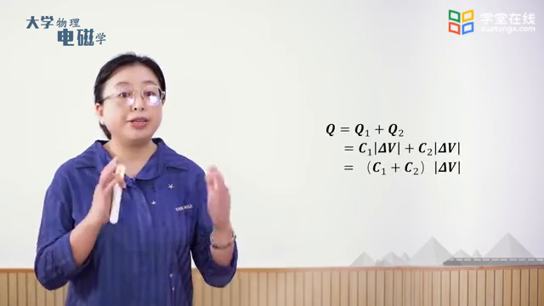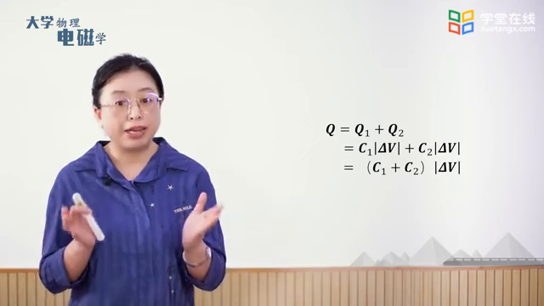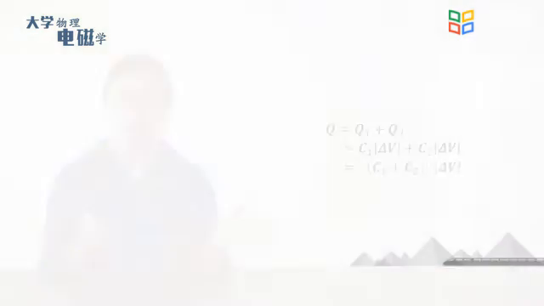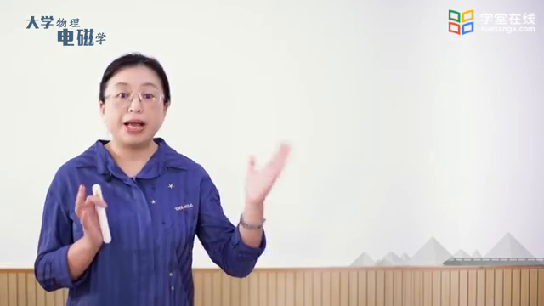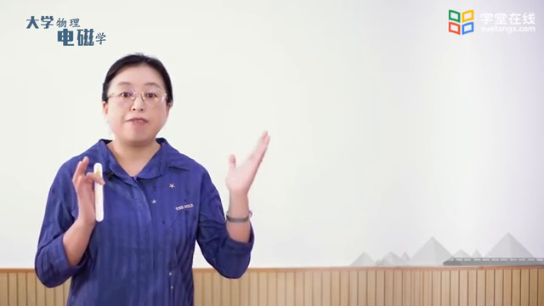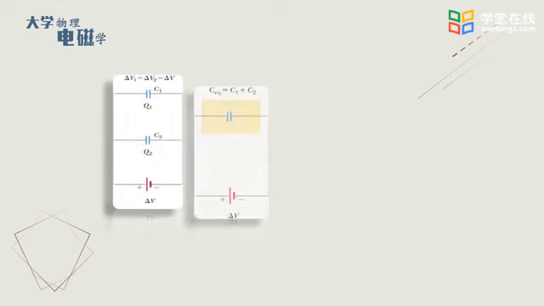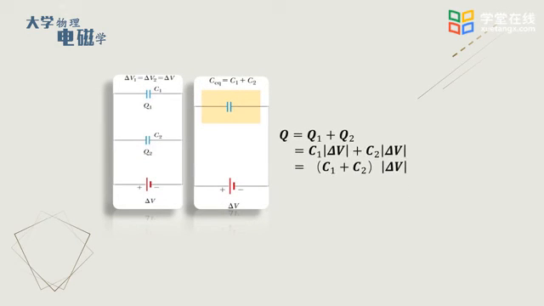We then replace Q1 by C1 delta V and Q2 by C2 delta V and have this expression. Now, suppose we replace these two capacitors by a single equivalent capacitor having a capacitance Ceq as shown in the figure. Note that the effect of the equivalent capacitor on the circuit must be exactly the same as the effect of the combination of the two individual capacitors.